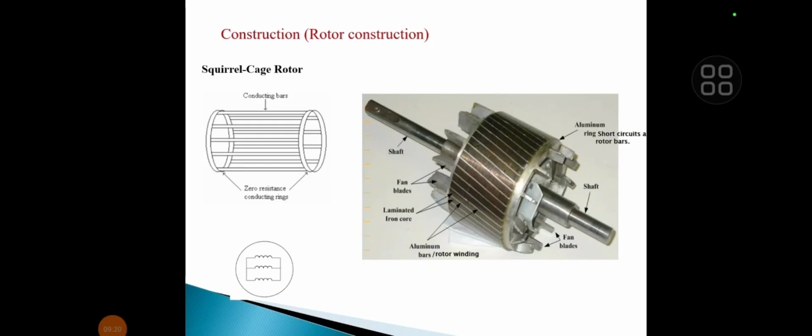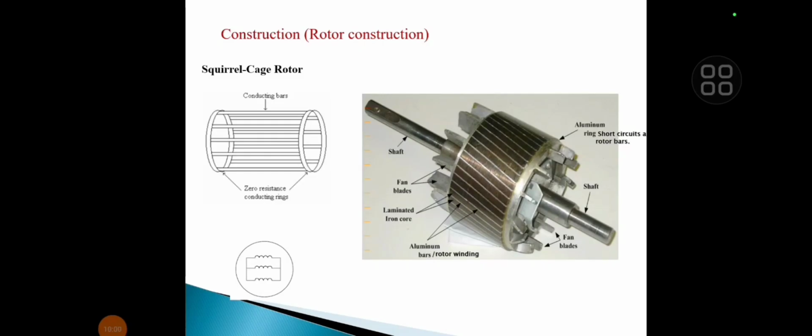To reduce this effect, we can make the stator poles not equal to the rotor poles. So the copper bars or aluminum bars in the squirrel cage rotor are skewed. Skewed means these bars are not parallel to the shaft, but they are parallel to one another. Because of this skewed shape, we can reduce the cogging effect. That's why these copper or aluminum bars are not parallel to the shaft.